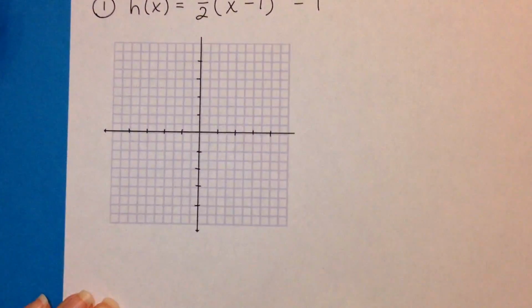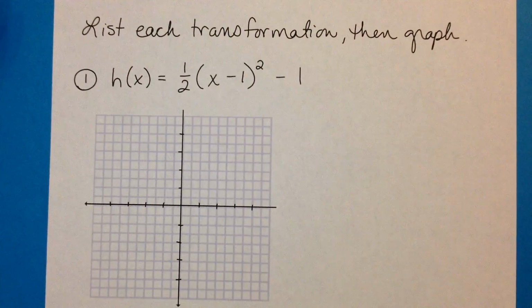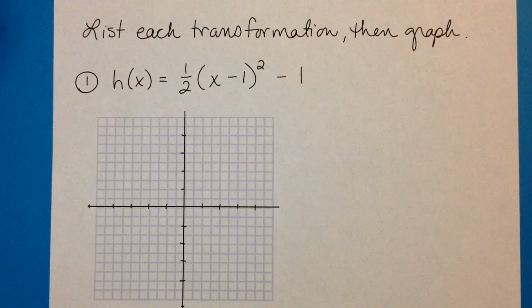Okay, here's the first one that we're going to look at. Now you'll notice in the instructions it does tell you to list each transformation and then to graph it. So listing your transformations, we're going to do this just like we did a while ago, but you do need to pay attention to the order. So first of all, you look to see if it goes left or right.